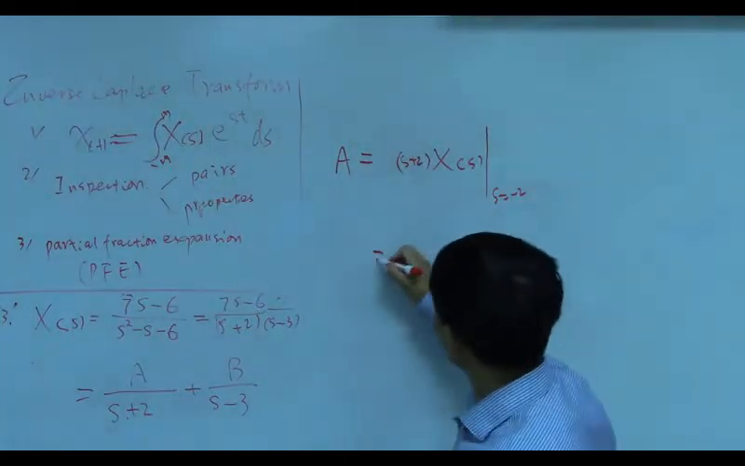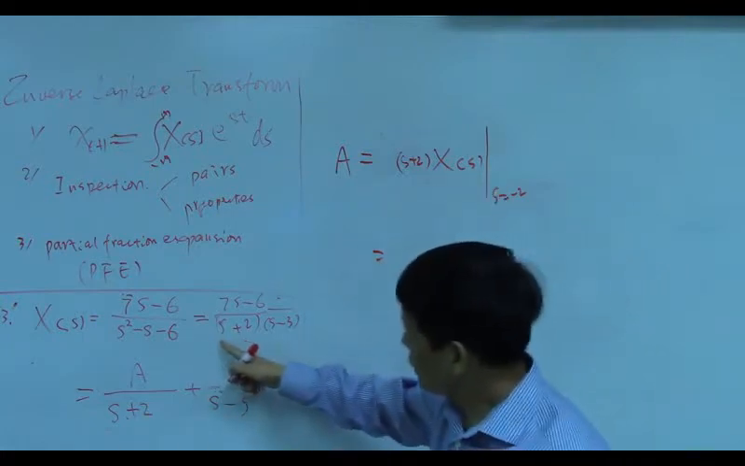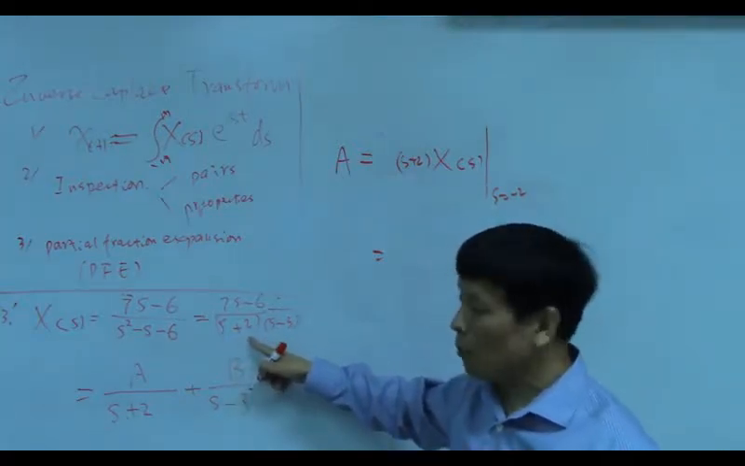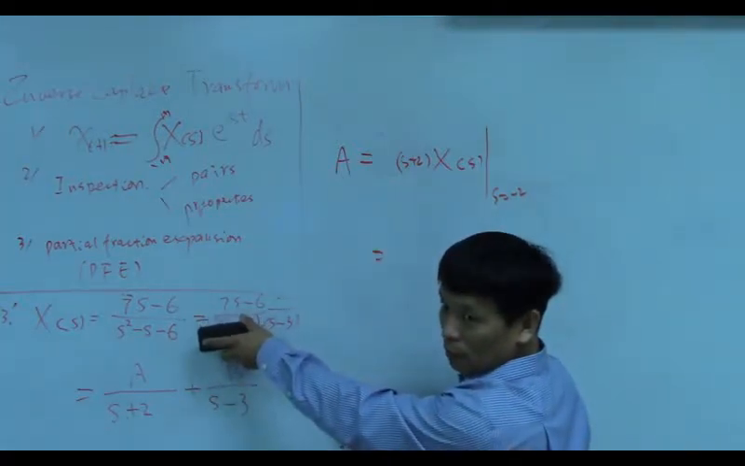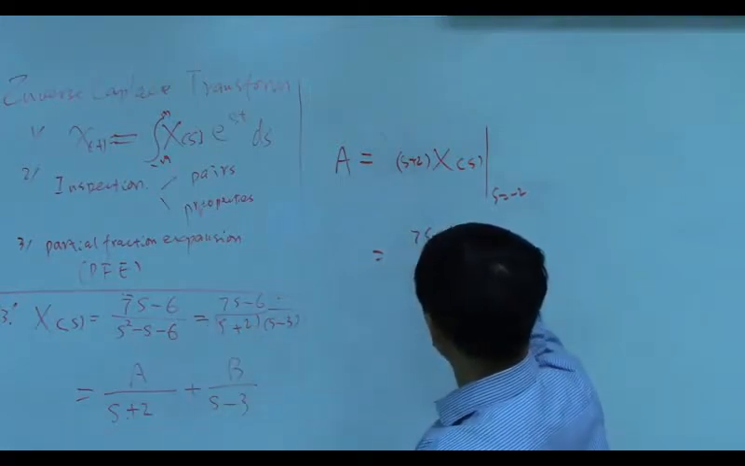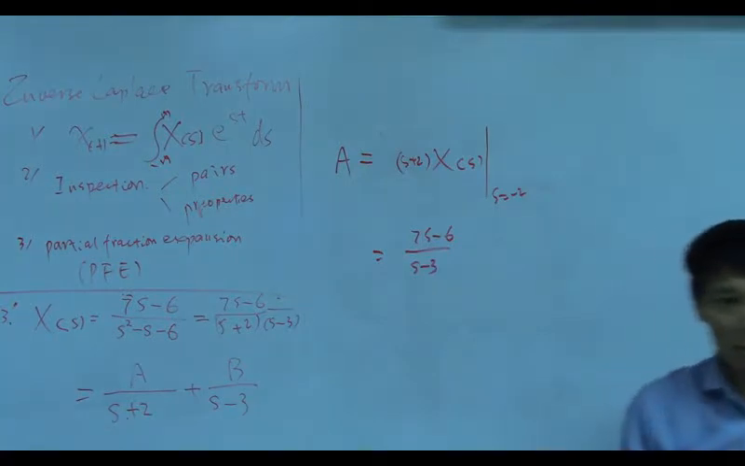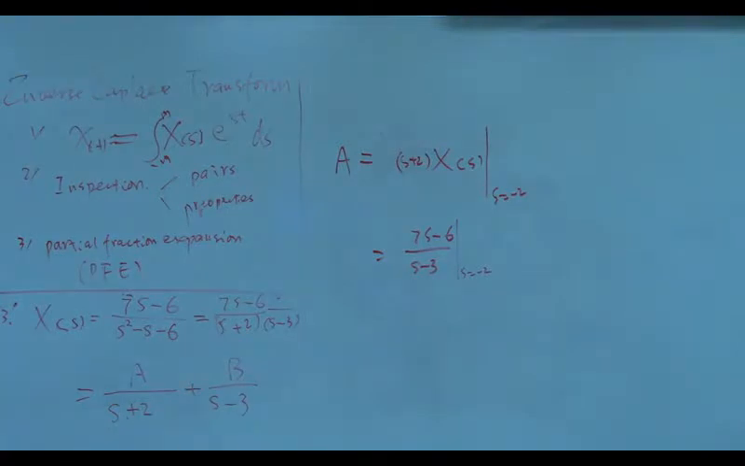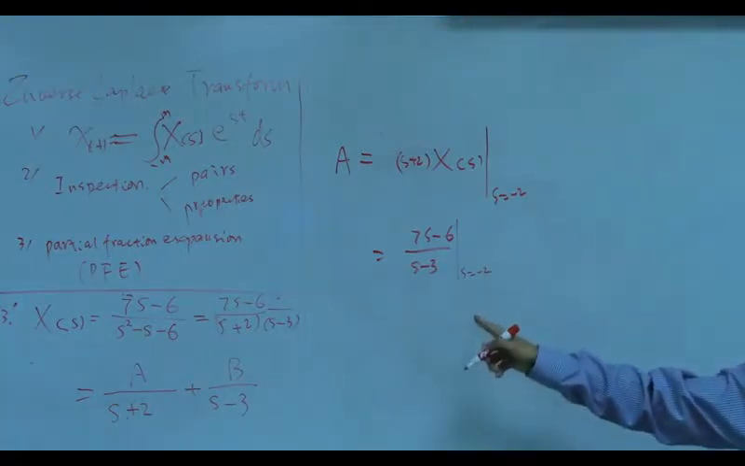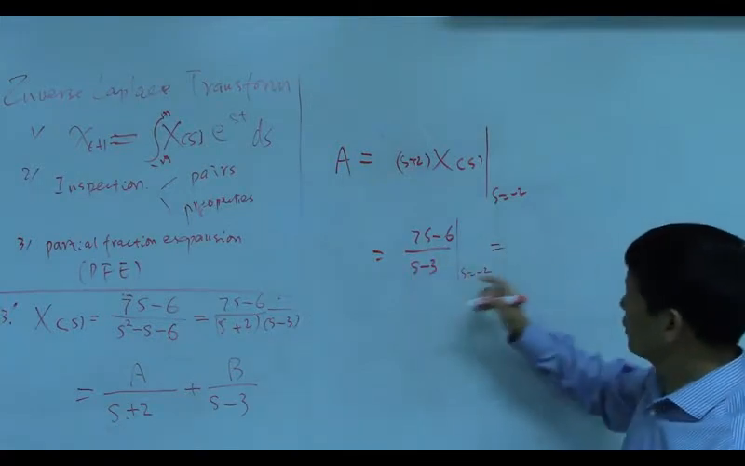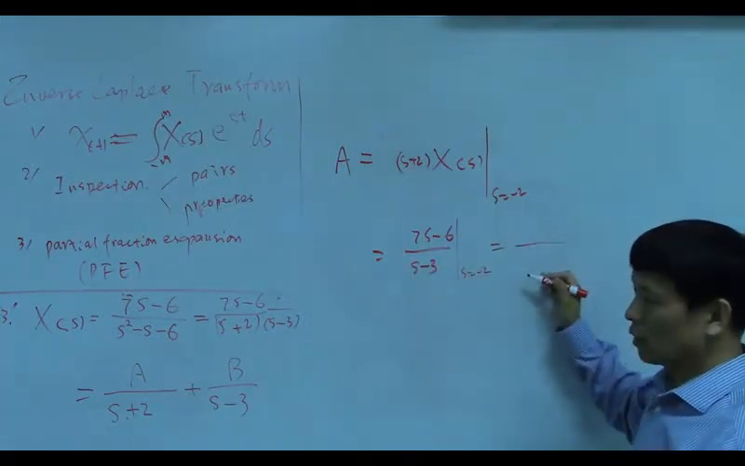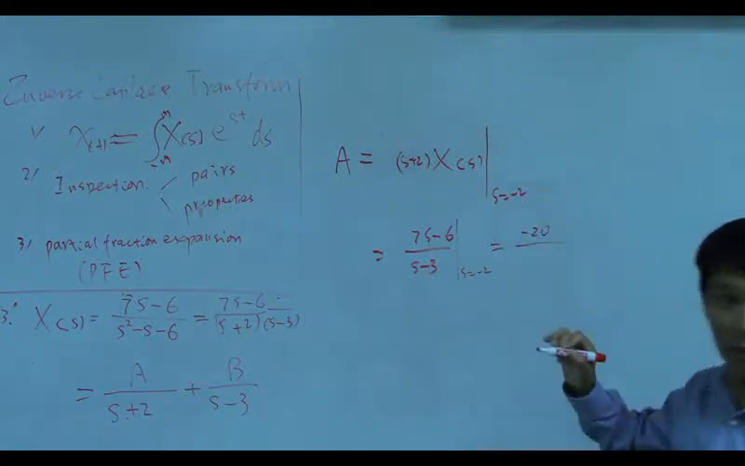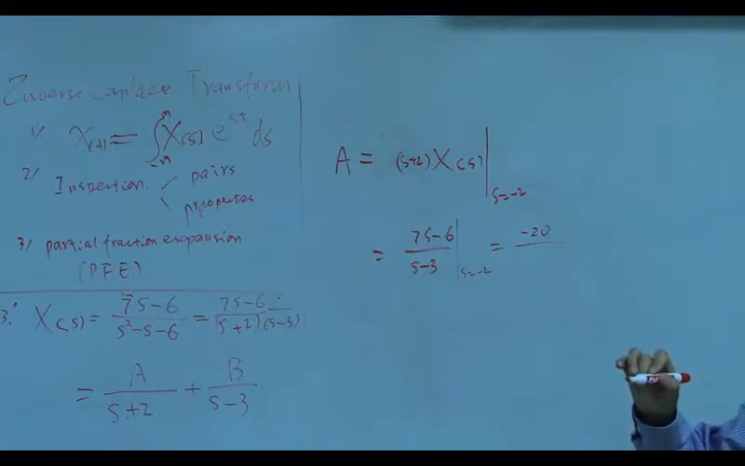Let's see what it is. This one is X(s), but we write it in this term. So multiply by s plus 2, so this one is gone. That will be equal to 7s minus 6 over s minus 3. But s equals negative 2 here. So we plug s equals negative 2 into here. What is on the top? Negative 20. What is on the bottom?